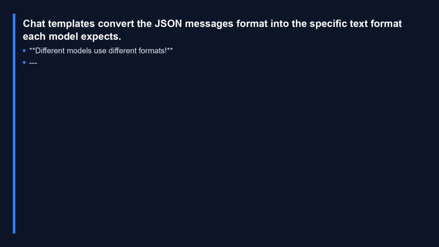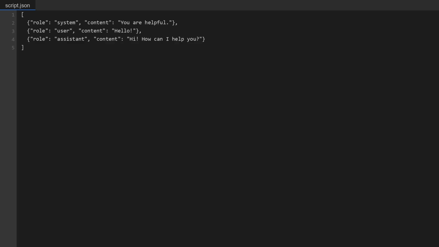Different model families use completely different templates. Using the wrong template on a model is one of the most common sources of silent, hard to debug performance problems. Start with this familiar JSON structure: a system message, a user greeting, and an assistant response. This is the human-readable representation of the conversation. The chat template's job is to serialize this into the exact string format the model was trained to expect, including all the special tokens that signal role boundaries.